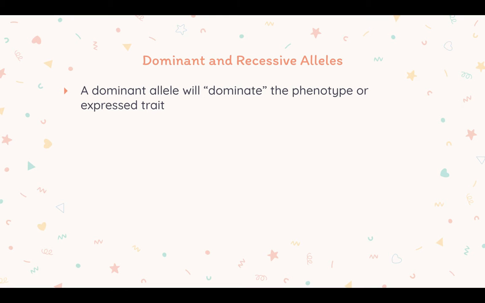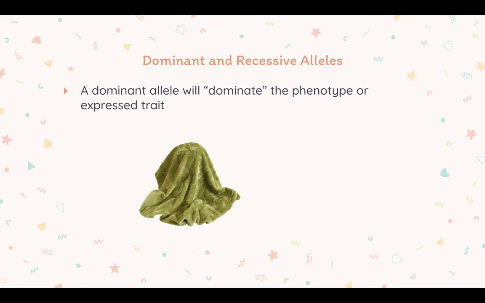So, a dominant allele is one that dominates the phenotype or the trait that you see expressed. So, if there is a dominant and recessive allele present, you will actually only see the dominant trait. This is just like a little bug being covered up by a blanket. The dominant allele sort of acts like a blanket and covers it up. So, you only see that dominant trait.